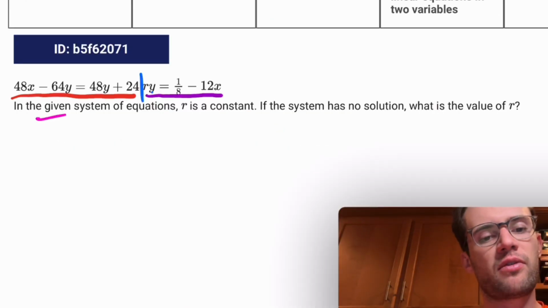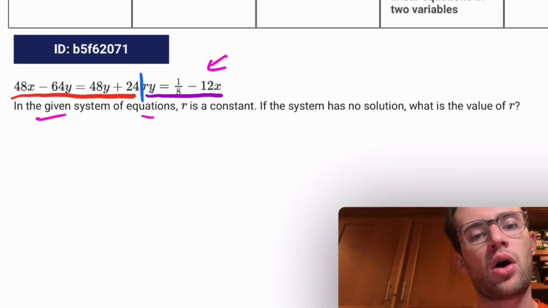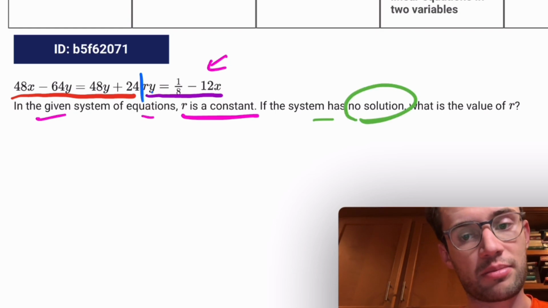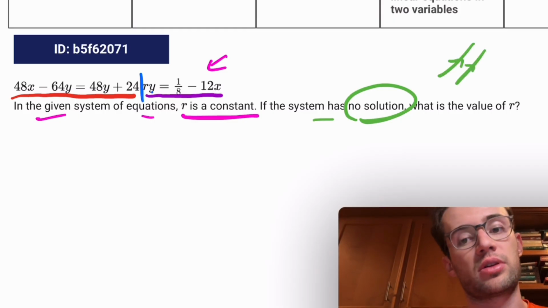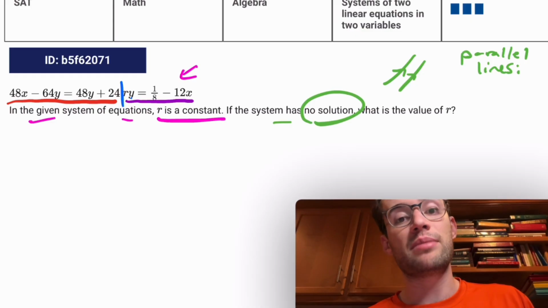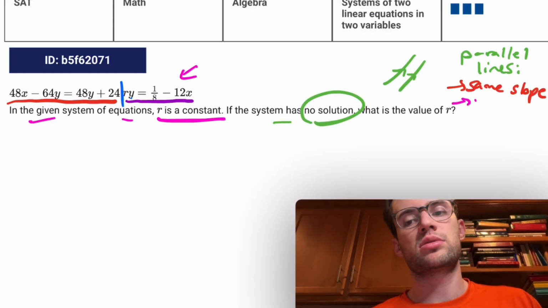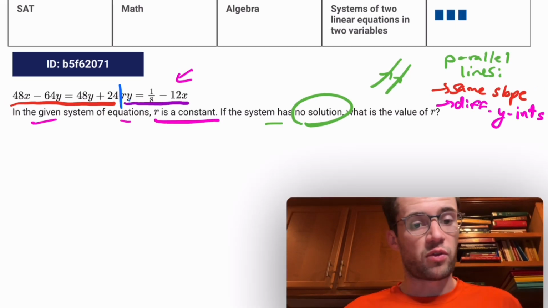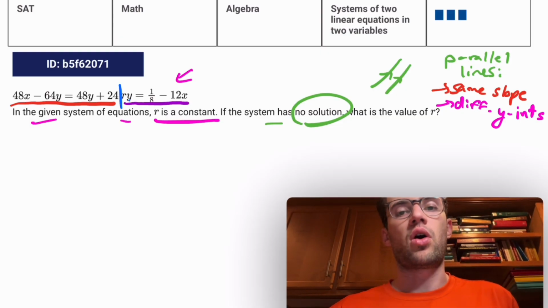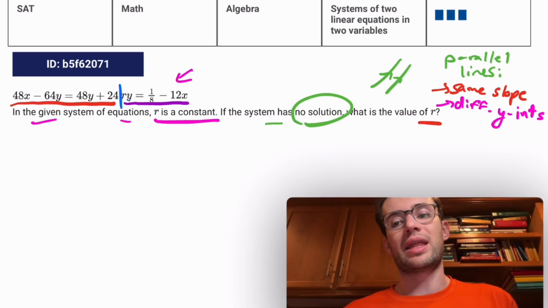In the given system of equations, r is a constant. If the system of equations has no solution, so no solution for a linear system means you have two parallel lines, they're never going to cross, and parallel lines will have the same slope but different y-intercepts. Now that would help if you have them in slope-intercept form, which we could get them into, they're not right now. And they're asking, what is the value of r? So what value of r will make sure that these have the same slope and different y-intercepts?